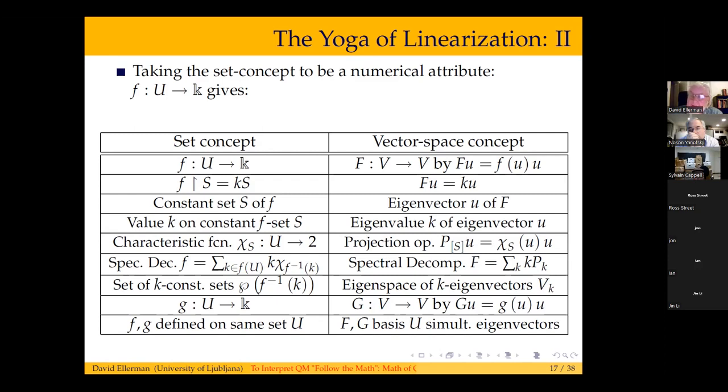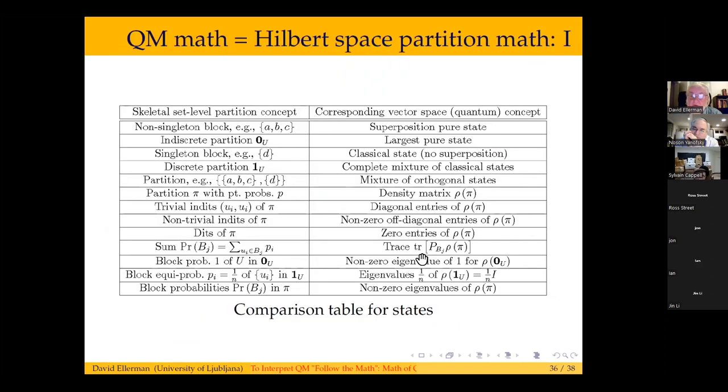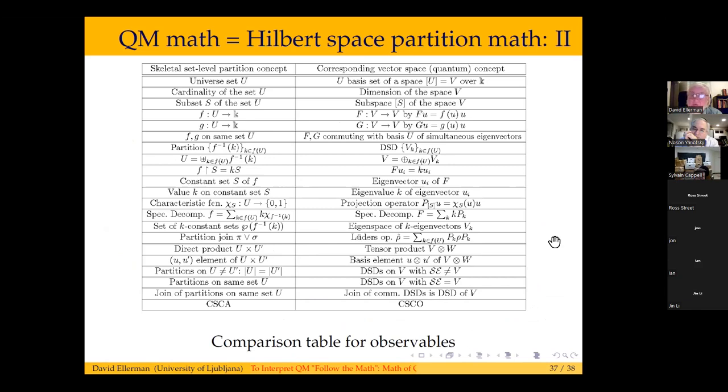But that's not the right one. If you want to do quantum mechanics, you've got to take the other fork in the road. Use the numerical attribute to generate an operator like this, and then you get the full set of analogies between the skeletal version and the full dictionary of correspondences. Yes. So at the end of the paper, I gave the dictionary for states and the dictionary for observables, as it were.